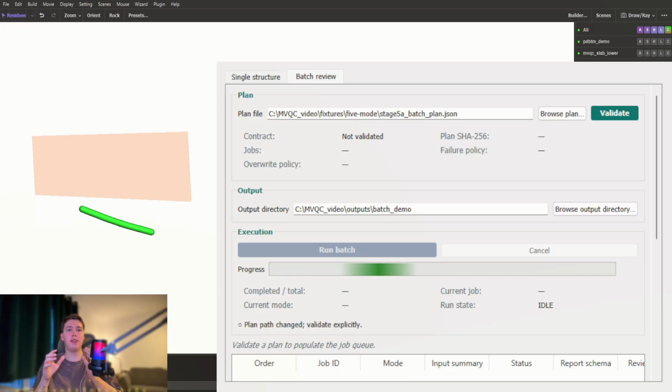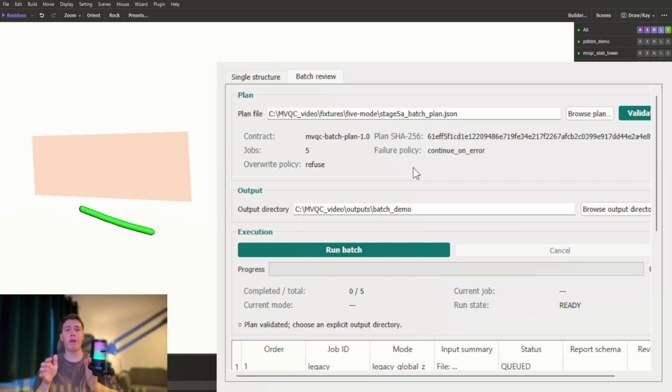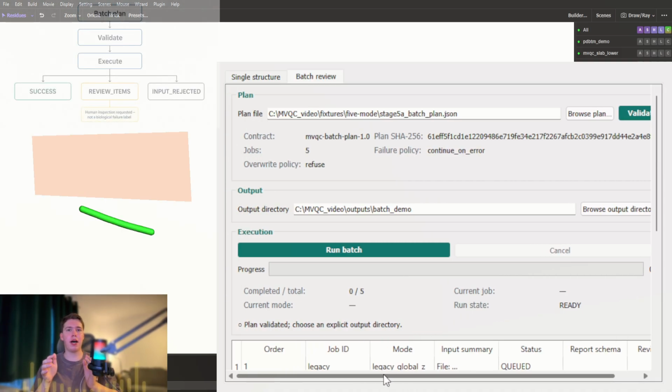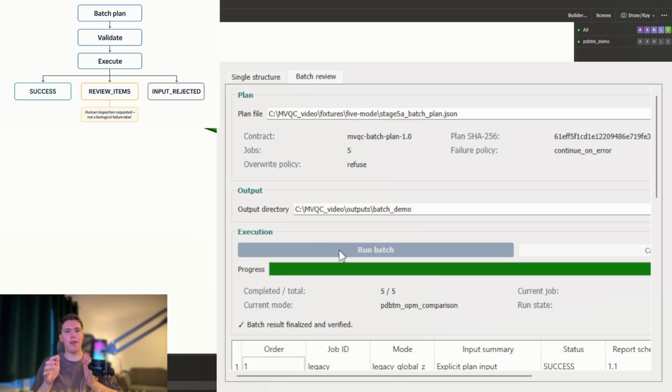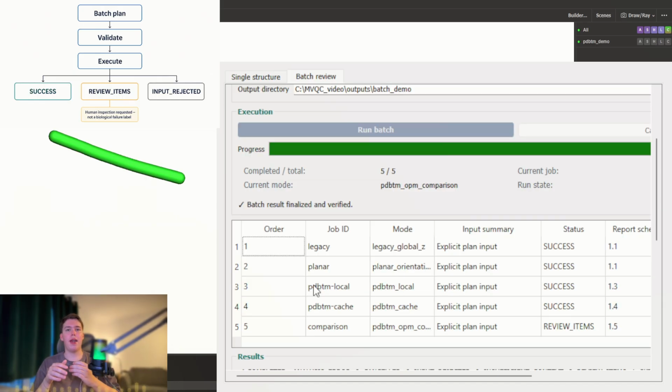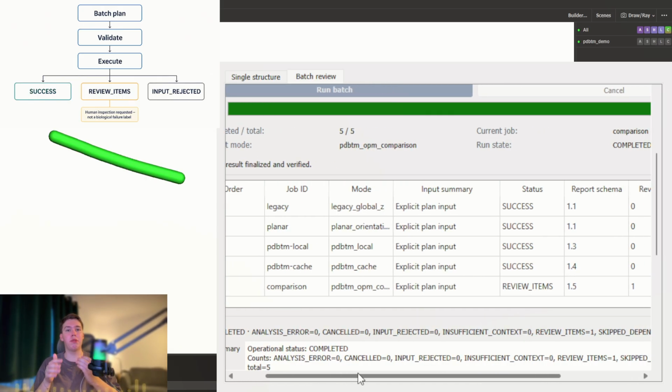A batch plan defines the analysis before they run. Here I have 5 jobs covering several orientation workflows and a source comparison case. The plan is validated first. Then, the jobs execute using the same explicit configuration rather than manually repeating a sequence of clicks and trying to remember what I did. And the outcome vocabulary is deliberate.